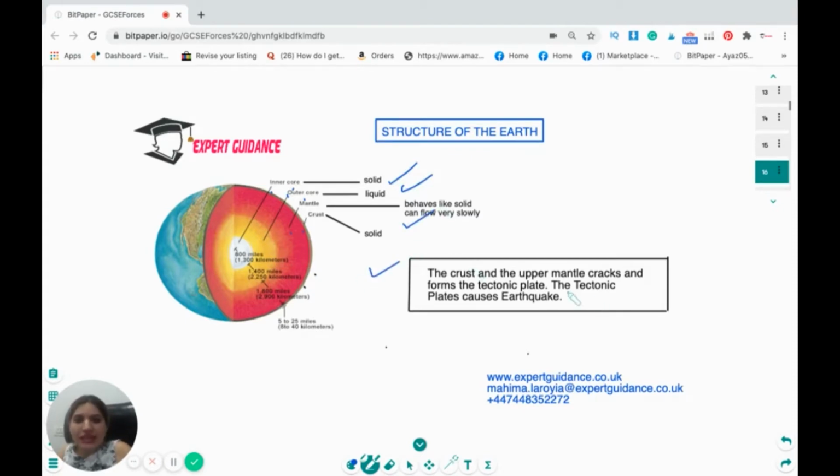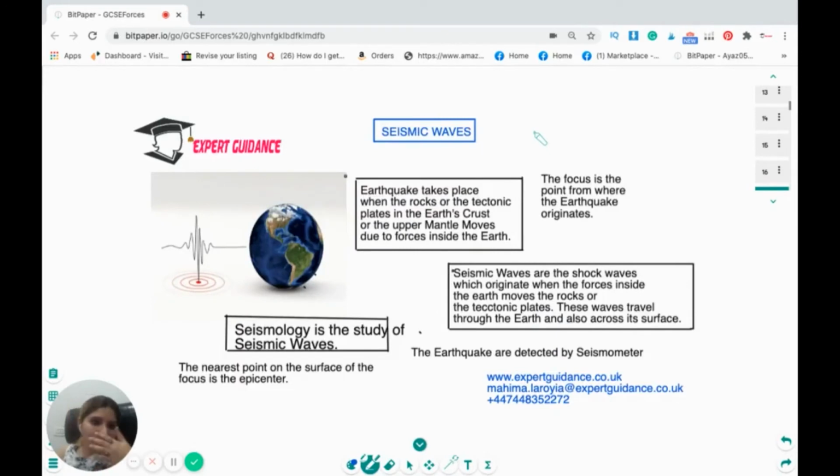So the crust and the upper mantle crack and form tectonic plates, and these tectonic plates cause the earthquake. Now we have something called the seismic wave. Okay, now what is a seismic wave? The seismic waves are the shock waves which originate when the force inside the earth moves the rocks of the tectonic plates. The wave travels through the earth and also across the surface. Now, an earthquake takes place when the rocks or the tectonic plates in the earth's crust or the upper mantle move due to the forces inside the earth.